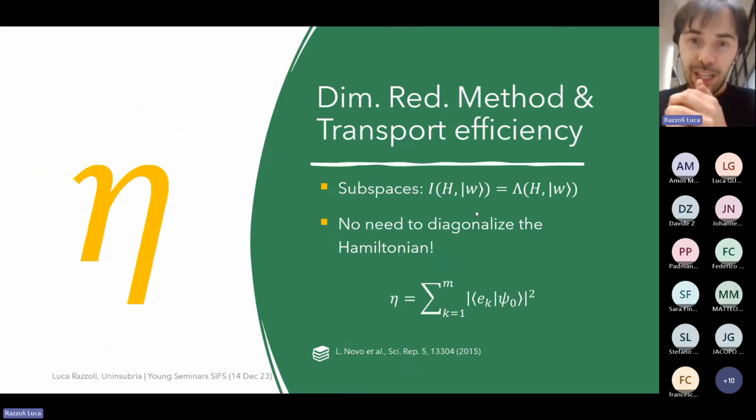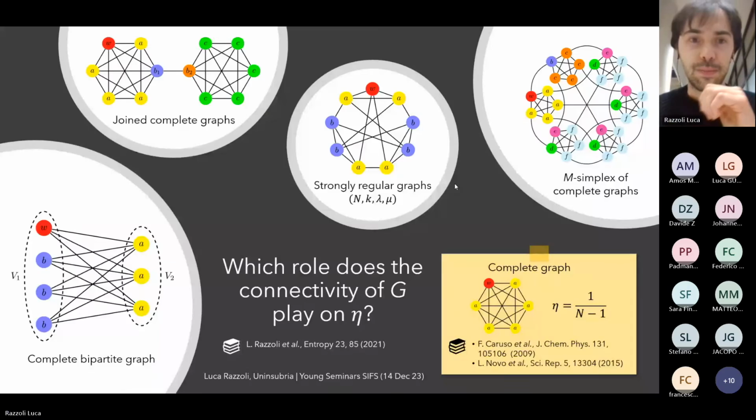So we can see that in order to compute the transport efficiency, we need to diagonalize the Hamiltonian because we have to know the eigenstates that overlap with the trap vertex. However, it is possible to show that the invariant subspace that we compute with the dimensionality reduction method is indeed the same subspace that we need to compute the transport efficiency. So if we use this method, there's no need to diagonalize the Hamiltonian, which in general might be difficult.